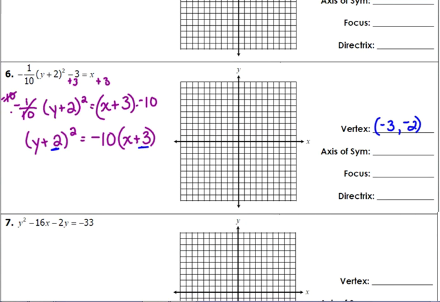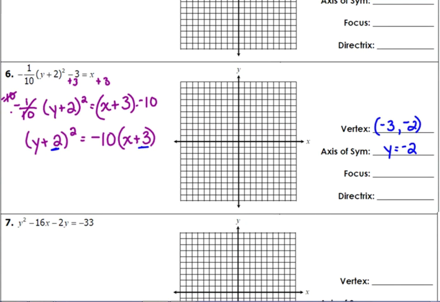Now, this one is y squared, so this is opening left/right. So our axis of symmetry is going to be the y coordinate, because we have a horizontal axis of symmetry. So y equals is horizontal.